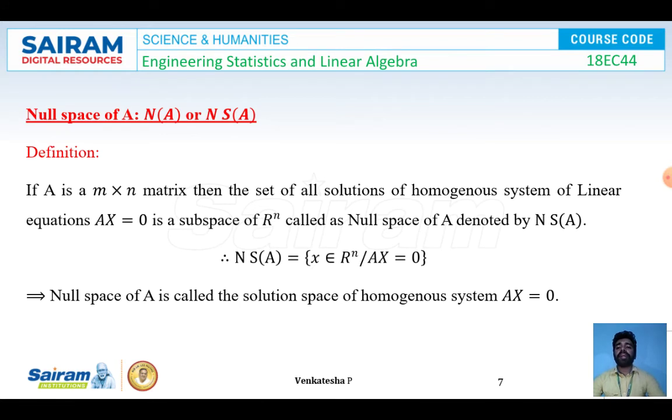Null space of A, it is denoted by N of A or NS of A. Definition: if A is an M cross N matrix, then the set of all solutions of the homogeneous system of linear equations Ax equal to 0 is a subspace of R power n called the null space of A, denoted by NS of A. That is, NS of A is given by x belongs to R power n with the condition that Ax is equal to 0. It implies that the null space of A is called the solution space of the homogeneous system Ax equal to 0.